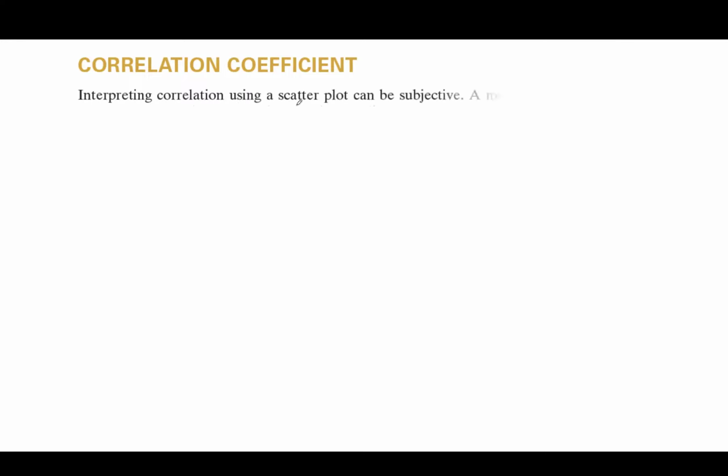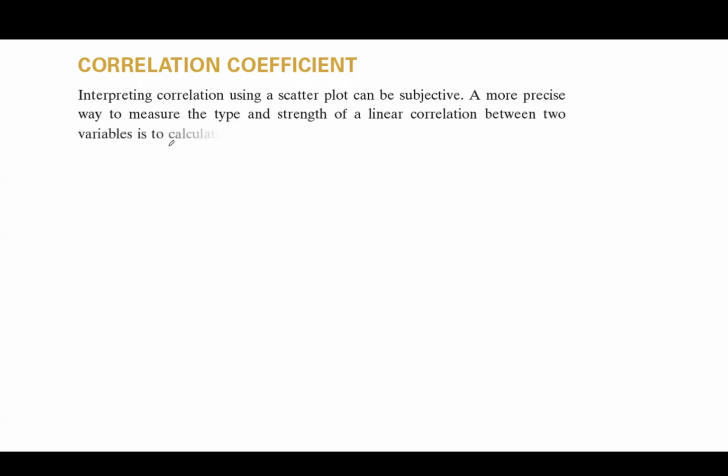But again, we still need a mathematical value, a number that basically helps us to make sure we have a correct analysis of the data. What is the correlation coefficient? Interpreting correlation using just a scatter plot or visualizing the data can be subjective. A more precise way to measure the type and the strength of a linear correlation between two variables is to calculate the correlation coefficient.